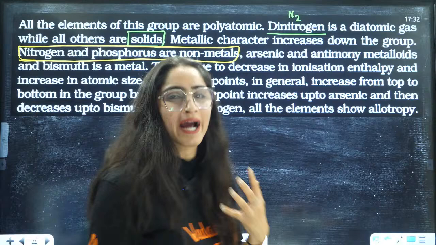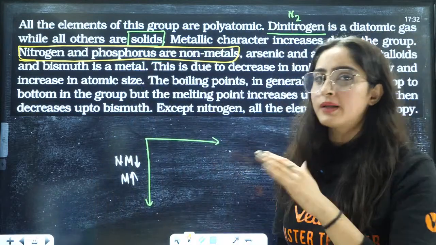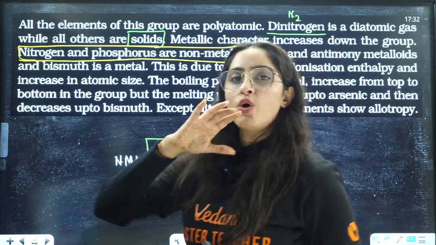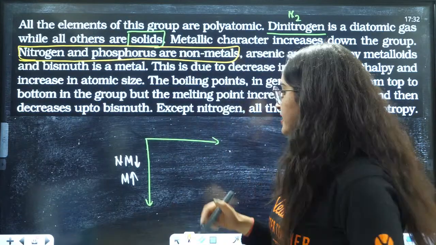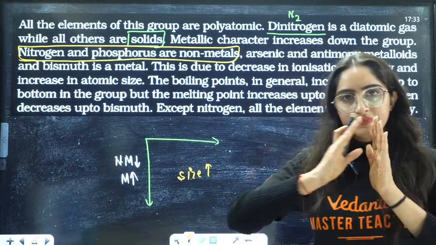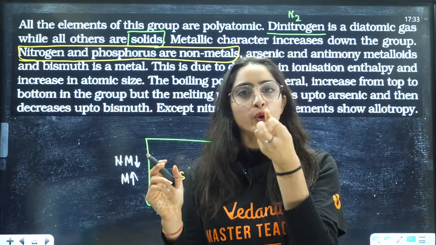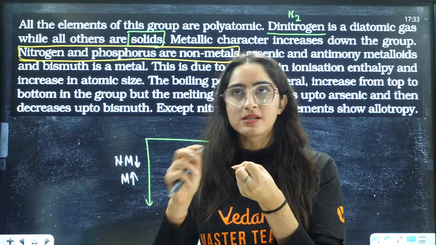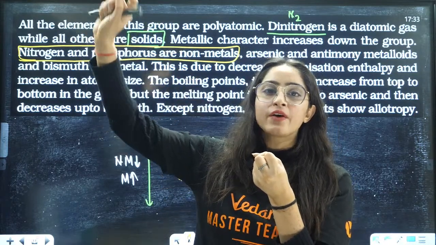Now they are saying why it is so, right? The same concept that I told you yesterday. Down the group, the size is increasing. Size increases means the positive charge on the nucleus is farther away from the electron.